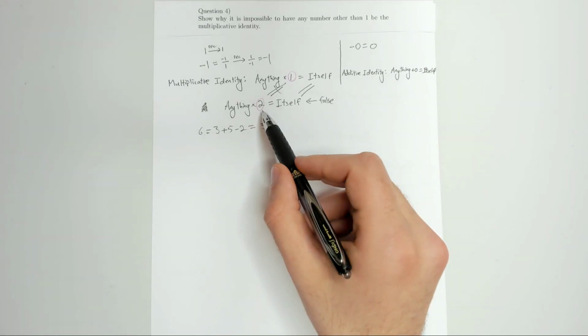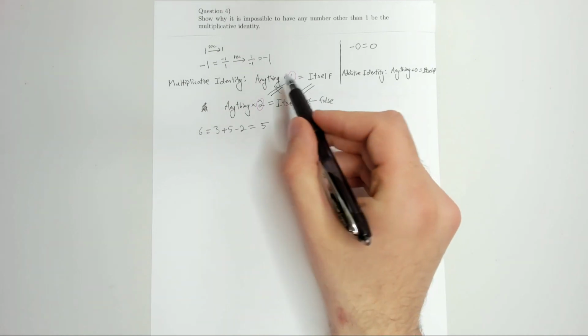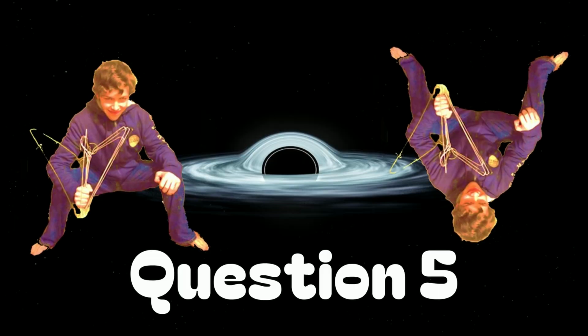Obviously if it doesn't equal 1, it can't also equal 1, right? So in that sense, we've shown then that 1 is the only number that can actually have this property. Question 5. All right, so consider 3 plus 5 minus 5.